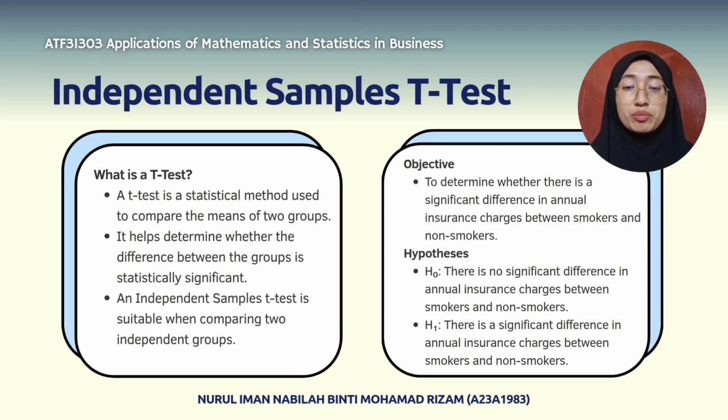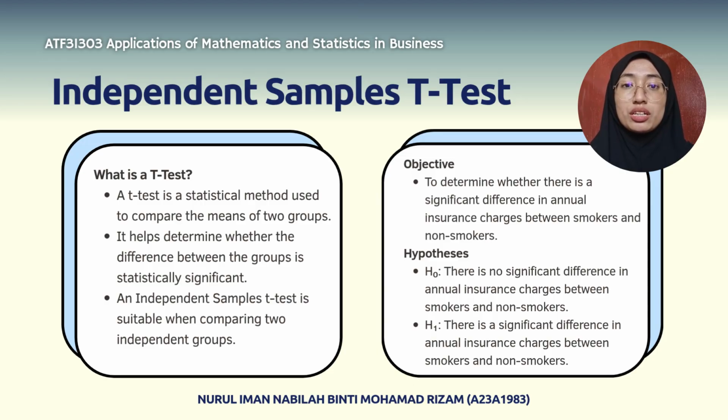I will explain about independent sample t-test. An independent sample t-test is a statistical method used to compare the mean values of two independent groups. The purpose of this test is to determine whether the observed difference between the group is statistically significant or occurred by chance. In this study, the independent sample t-test was used to compare annual insurance charge between smoker and non-smoker.